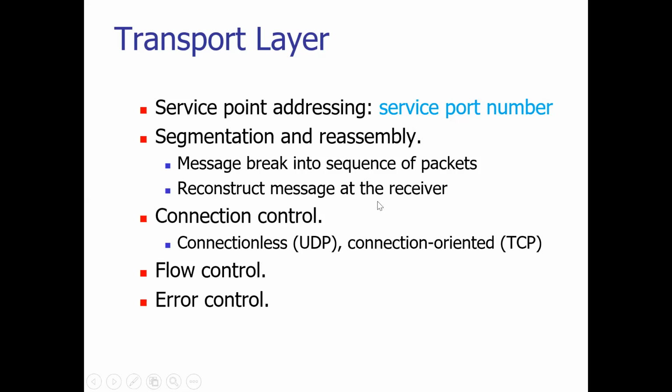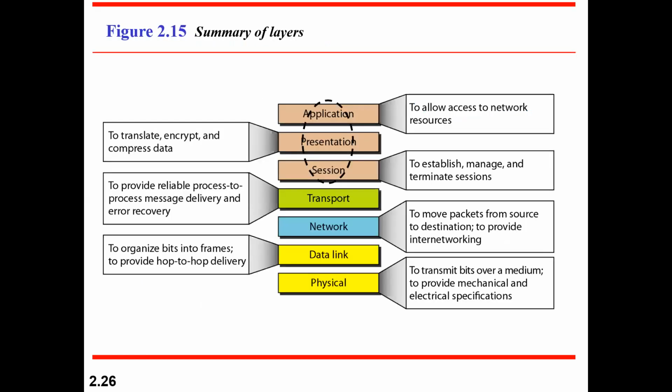Next one is connection control. This plays a vital role. Whether you are streaming, whether you are connection oriented or connectionless: connection oriented is TCP, connectionless is UDP. UDP refers to user datagram protocol, TCP refers to transmission control protocol.